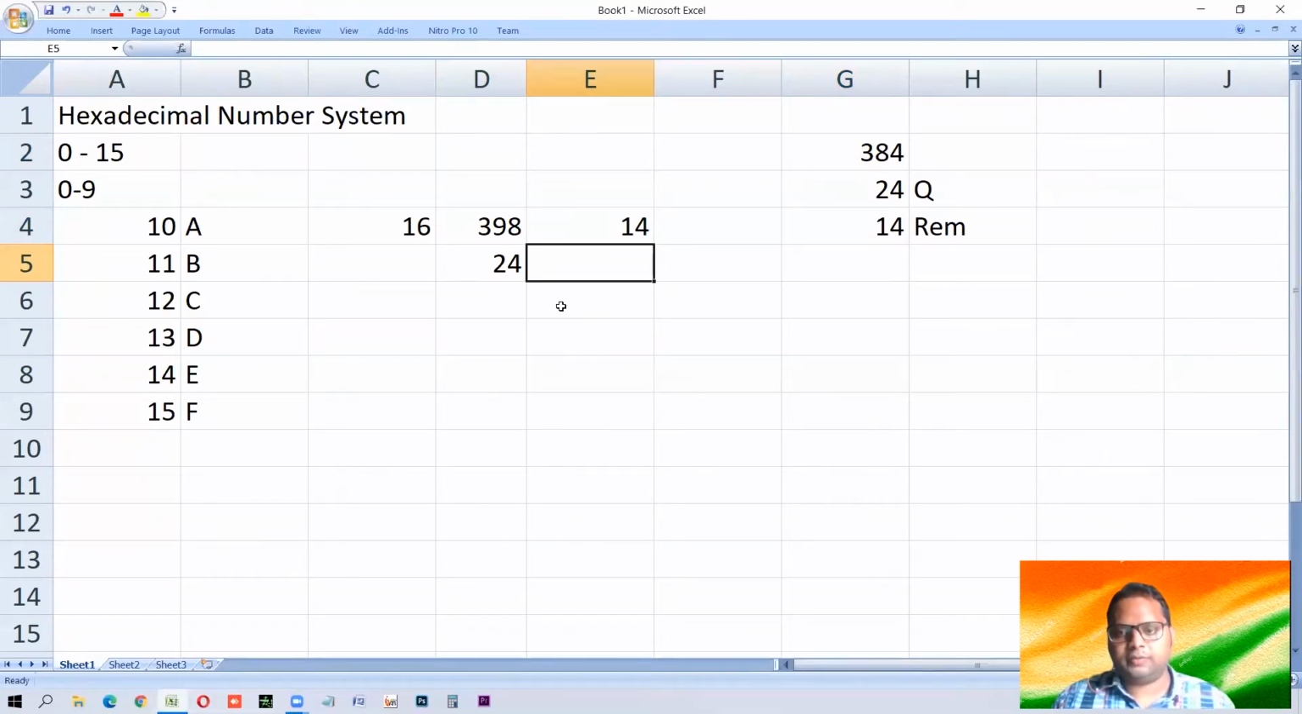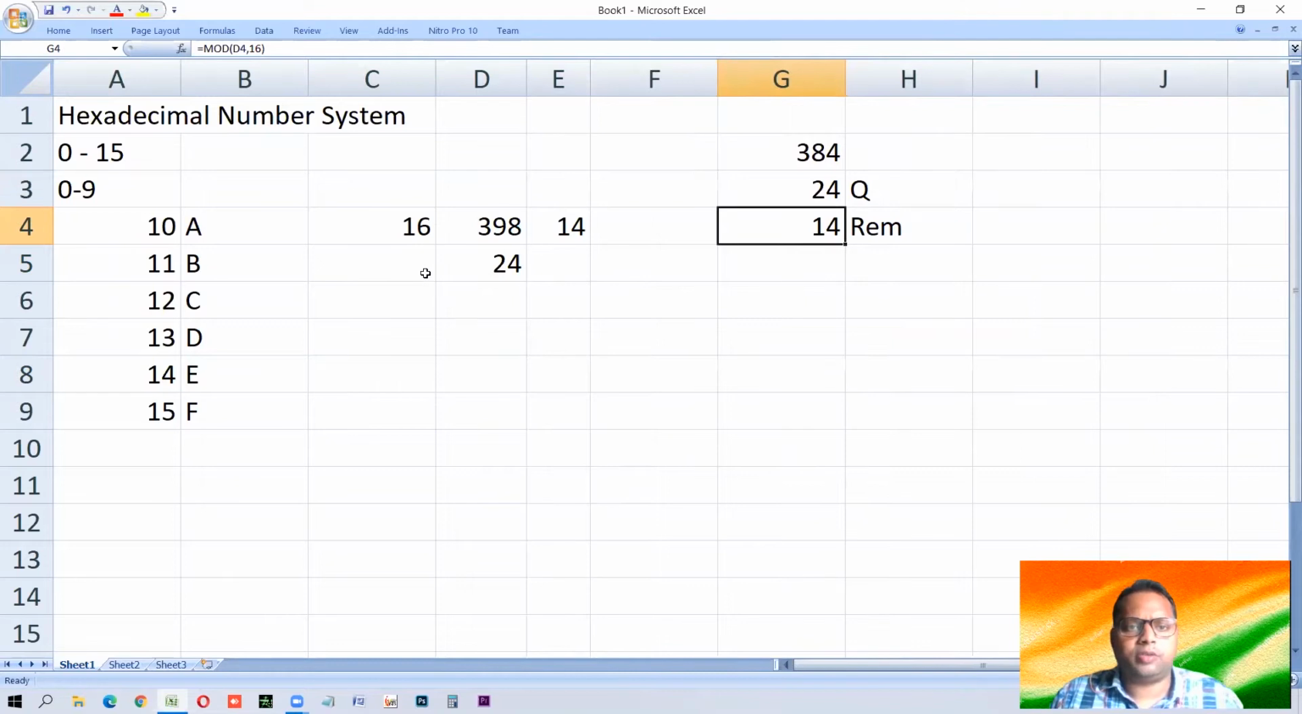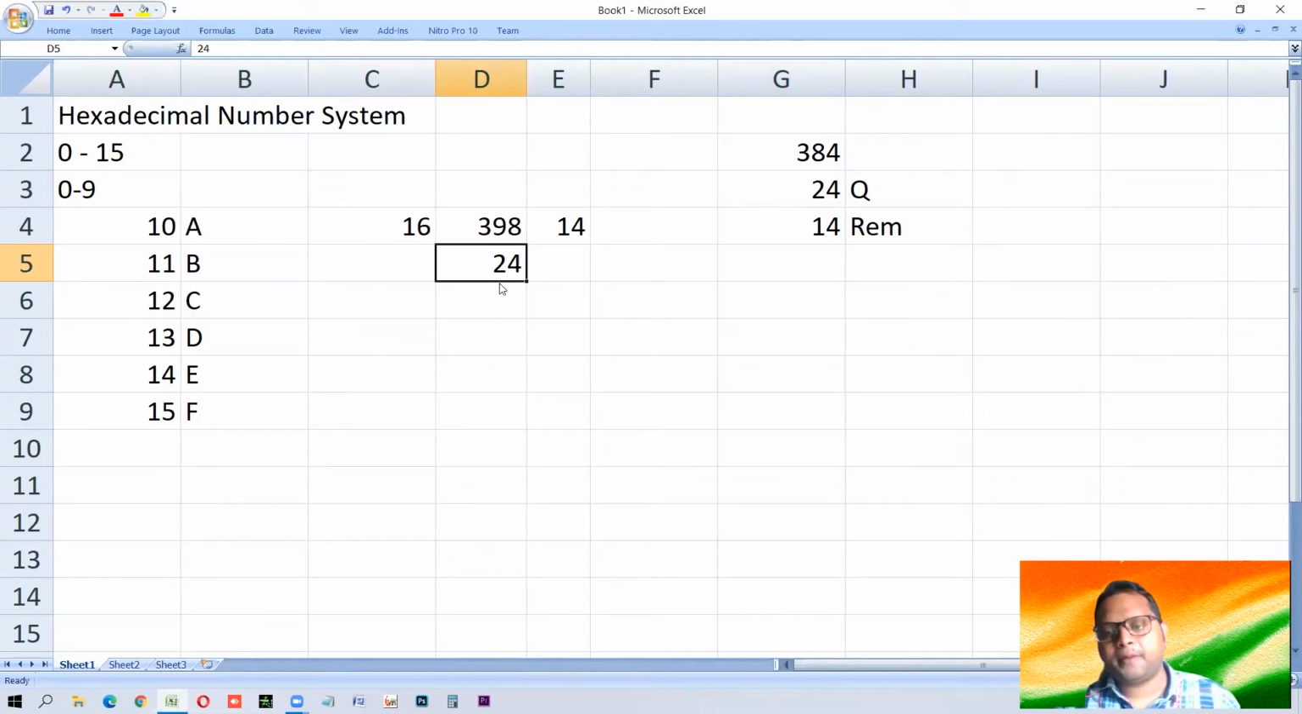Watch it very, very carefully. We just read the table of 16 and we found that 24 into 16 gives us 384. But instead of reading out the table, we just used the functions given in Excel. We found that 24 into 16 makes 384 and the remainder becomes 14. So that remainder we need to write it here. Now we have to check whether this 24 is greater than 16 or not. If it is greater than or equal to 16, then it may be divided by 16. And if it is less than 16, then it can't be divided, and there we have to stop.